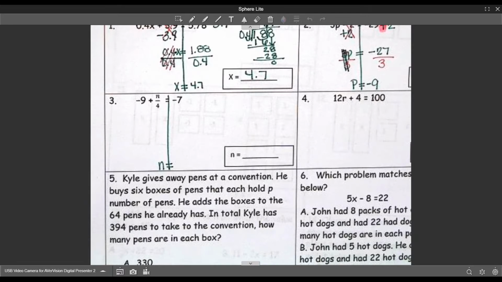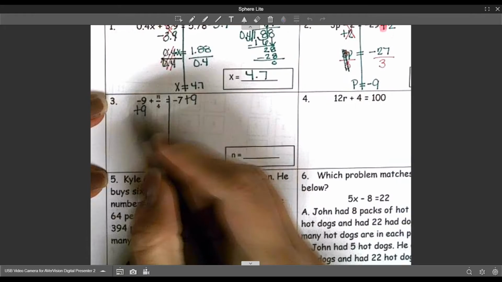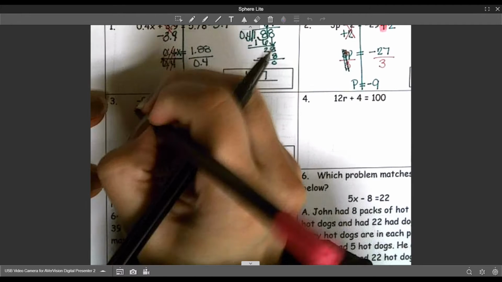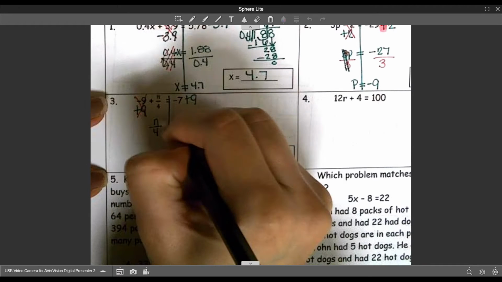Yes, you are correct. The negative 9, remember, we get rid of the number that is farthest away from the letter n. So negative 9 is a little bit farther. So we get rid of the negative 9. What is the inverse of negative 9? Yes, very good. The inverse of negative 9 is positive 9. So I'm going to say plus 9. Negative 9 plus 9 is 0, which is why we get rid of it. And I'm left with n divided by 4.